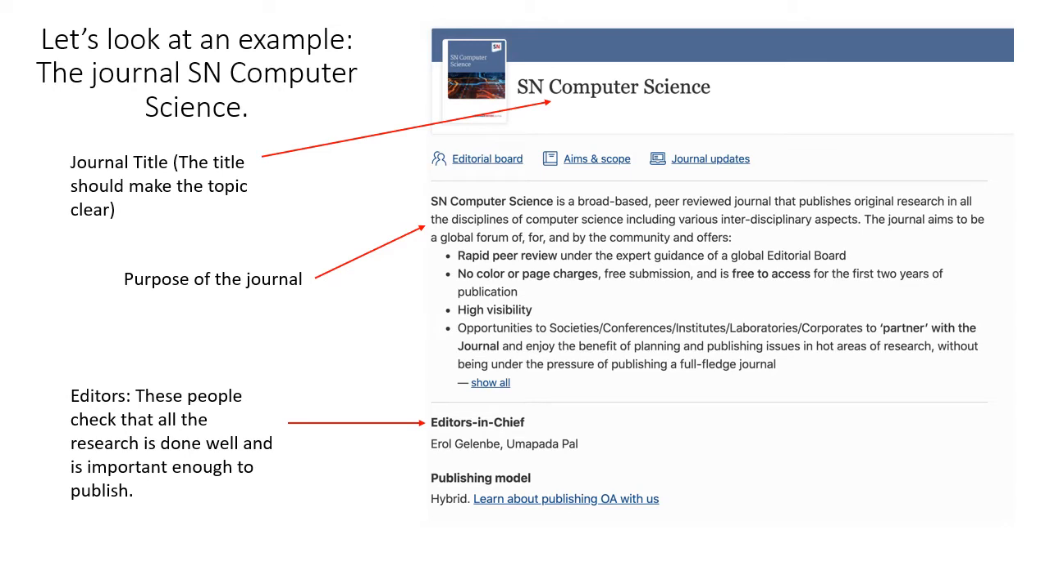Here's an example from the journal SN Computer Science. So let's look at the different parts. At the top you have the journal title. Underneath that, it describes the purpose of the journal. This is mainly to encourage potential authors to submit their work to this particular journal. Then we see the name of the editor-in-chief, Erol Gelenbe, perhaps. This person is the one who's responsible for everything within the journal. So often you have teams of editors because it's a lot of work.